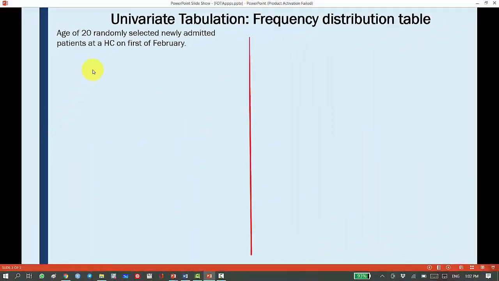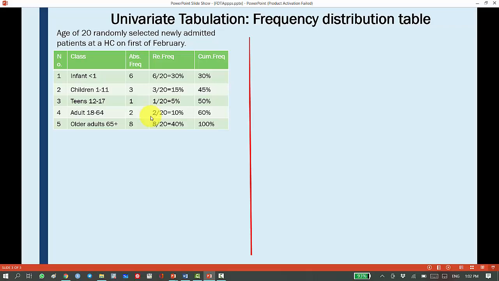In the next example, we have the age of 20 randomly selected newly admitted patients to a hospital on the 1st of February 2021. And we have the frequency distribution table of the age of these 20 newly admitted patients. We have 6 infants, 3 children, 1 teen, 2 adults, and 8 older adults. The relative frequency is given in this column and cumulative frequency is presented here.